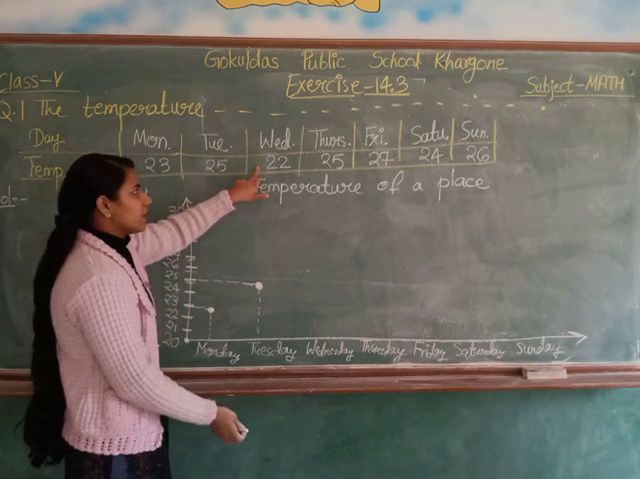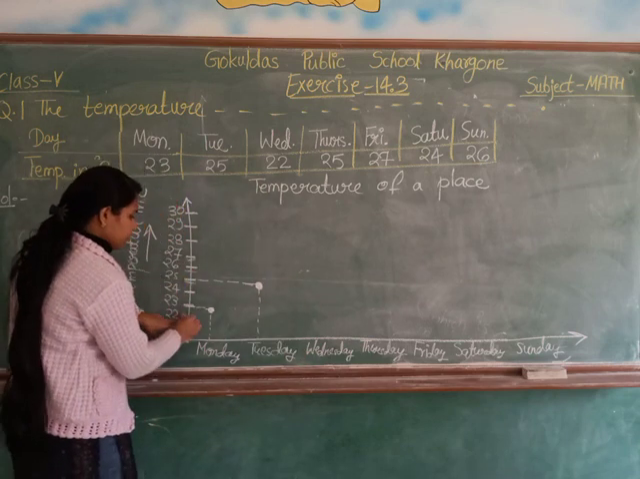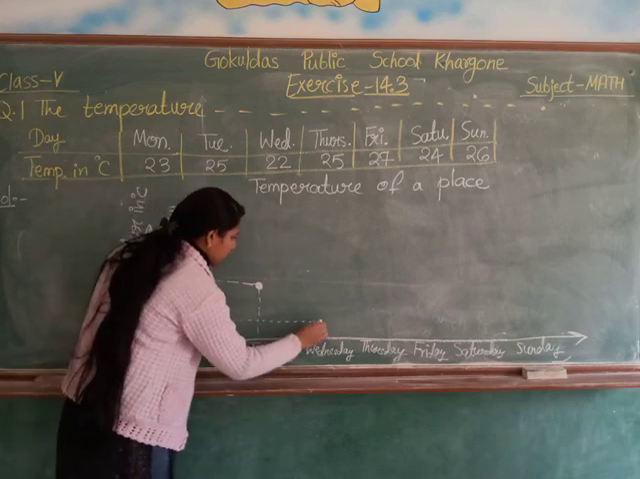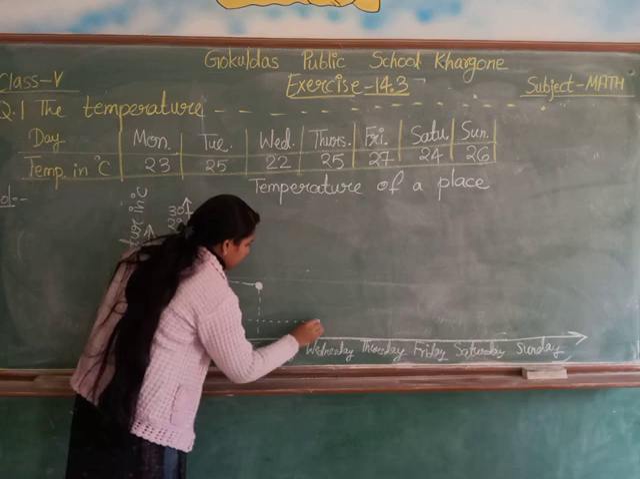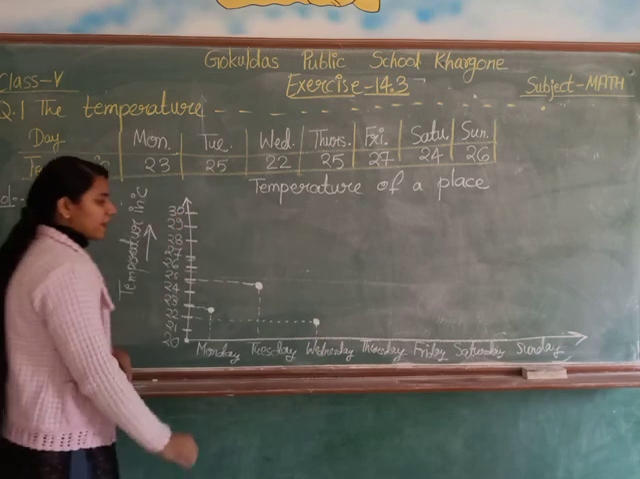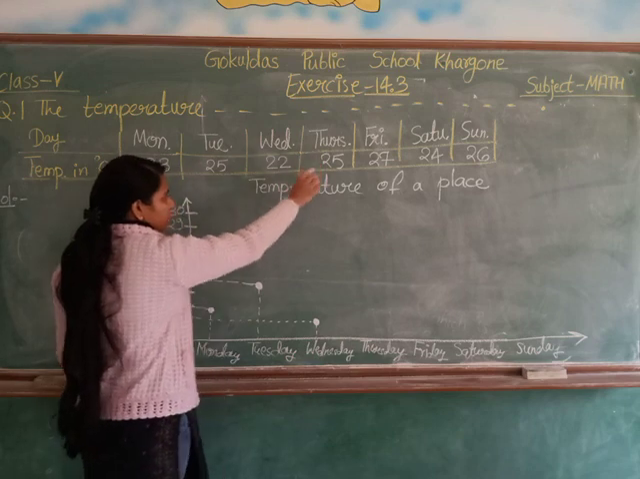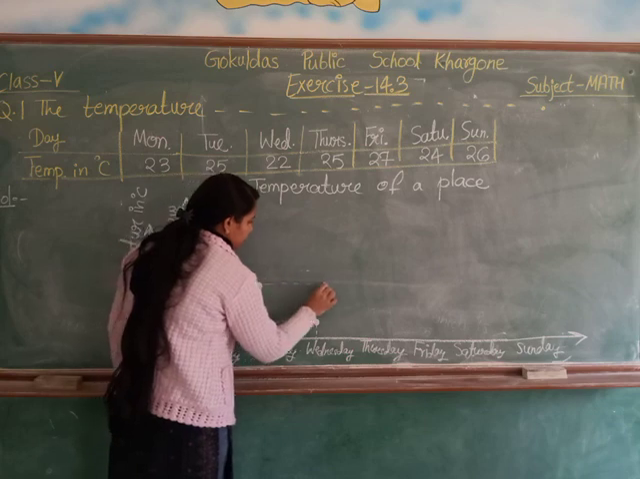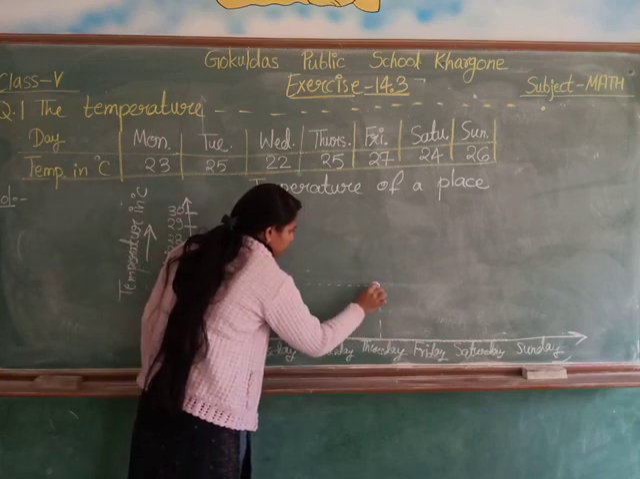Now Wednesday and 22. We will see the Wednesday and 22. Where is 22? 22 is here. Come to the Wednesday and mark the point. Okay. Now next day is Thursday. On Thursday the temperature was 25. Mark the point here.